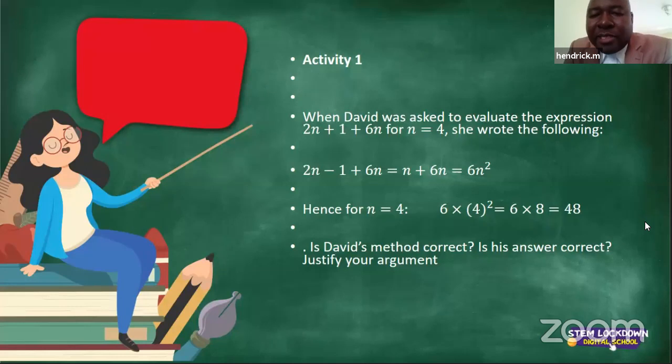2n plus 1 plus 6n. Can you see the method that David followed? Yes, it's not correct. I agree with you. David's method is not correct. Now, can you give us the correct method? What are you going to do? What is the correct method? I think you should use BODMAS to try and find the answer. Okay, all right. Well, we must use BODMAS all the time. Find the answer for us. What will be the answer?